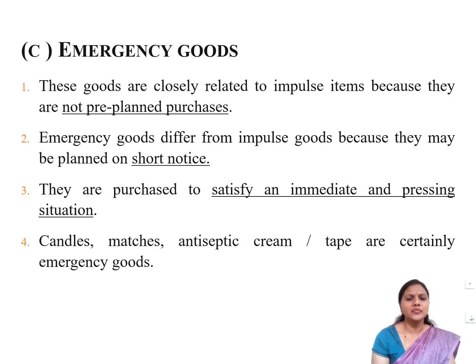Emergency goods. As the word itself indicates, they are bought in emergency times. These are closely related to impulse goods because, like impulse goods, emergency goods are also not planned by the consumers for purchasing. But because of the short notice, he will immediately purchase the product, and the situation has been created in such a way that because of those emergency or pressing situations, he will buy the product. For example, candles, matchbox, antiseptic cream.